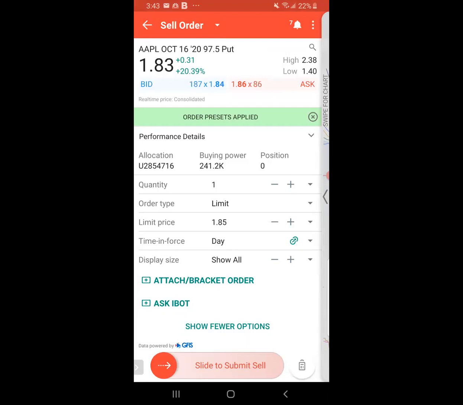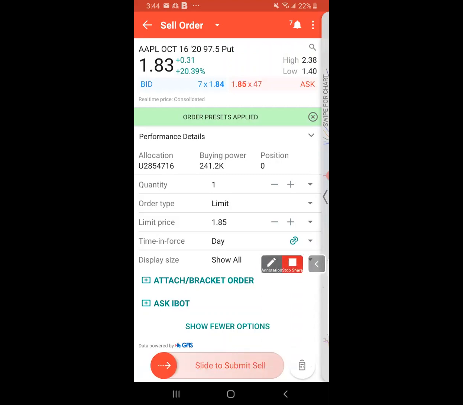Now, the reason we have no problem with this is because we're more than happy to buy Apple at that price point. Furthermore, we're getting paid $1.85 approximately. We take the $1.85 and divide it by our strike price, which is $97.50, and that works out to 1.9%. Okay, so 1.9% for a little less than 30 days. That's a good trade for us, so we're going to go ahead and enter that trade. We're going to put it at $1.85, and I'm just going to enter the trade here.